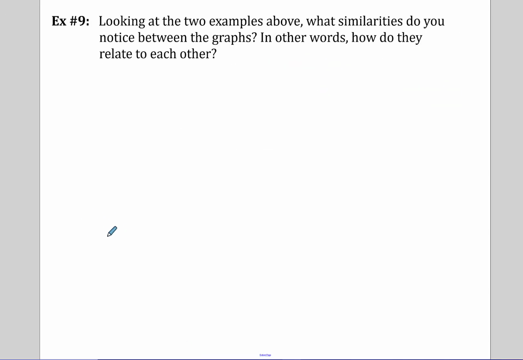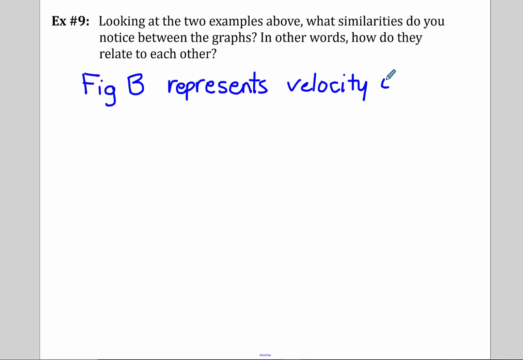Then to sum that up, if we looked at the two examples, what similarities do you notice between the graphs? In other words, how do they relate to each other, or how are they connected? Just to save time, I'm looking at 34 minutes here. In figure B, do you see that this represents the slope or the velocity of the graph?